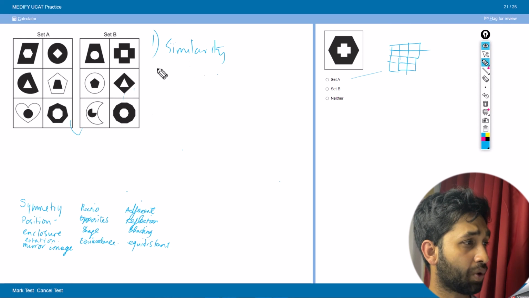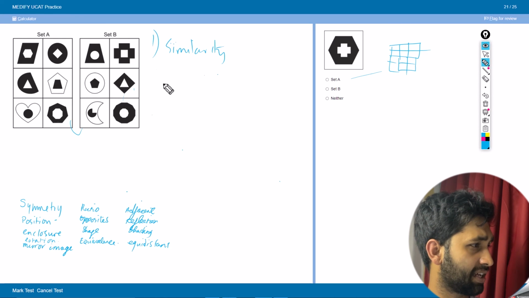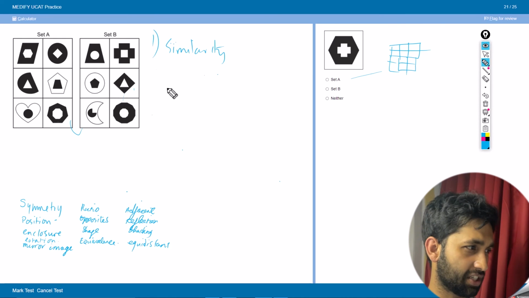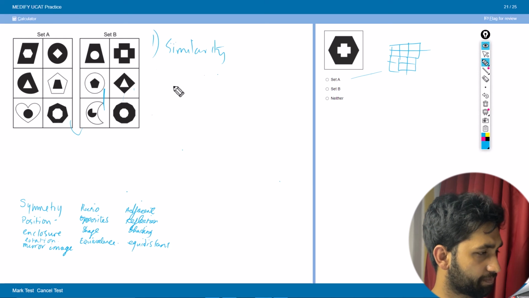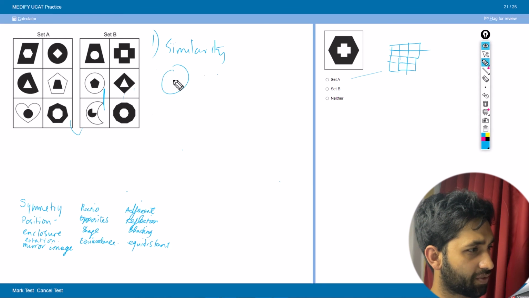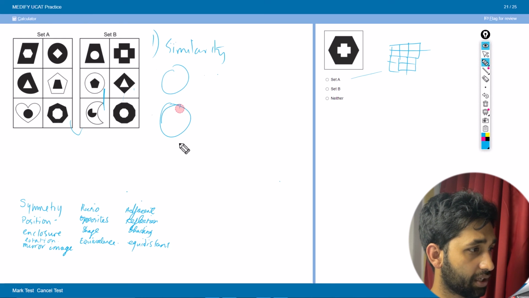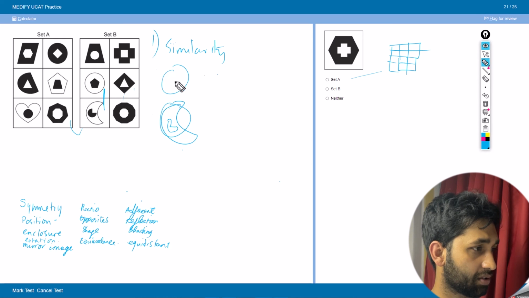Set A has white shapes in the middle and black shapes. Okay, what sort of shapes are in the middle? I feel like this is conditional, so every time, let's compare these two. So they both are white shapes, big white shapes, and so the number of sides of the white shape is a lot smaller than the black shape.